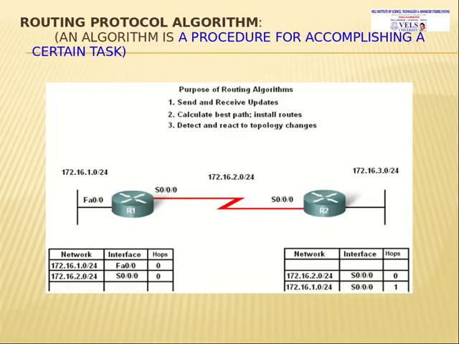Here is the algorithm for the distance vector routing protocol. The first one is to send and receive the updates, the next one is to calculate the best path and install the route, and the third one is to detect and react to topology changes. If there is any change in the topology, it will be detected and also reacted to. These are the main three purposes of this routing algorithm.